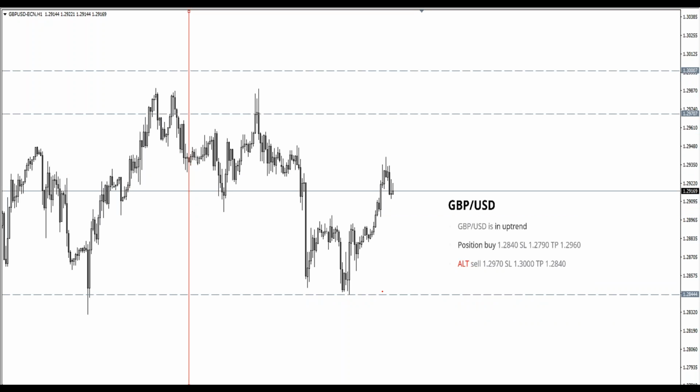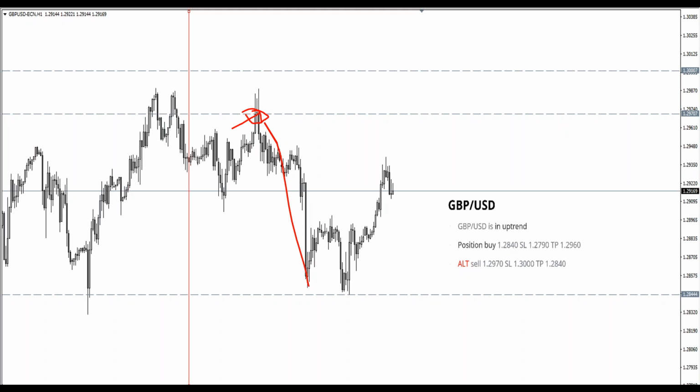Pound dollar also, as I say, in uptrend. 28.40 was our buy position. Alternative sell was 29.70. What happened is the price went to our alternative position to the zone and then it dropped, making pound dollar the trade of the week. Really an excellent setup. I'm very pleased how it came to be, and definitely pound dollar is getting back on its track. Successful trades by using pound dollar. Really, I'm very excited to trade pound.